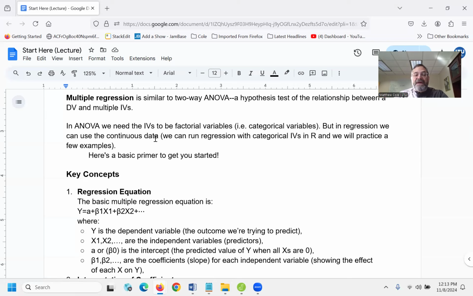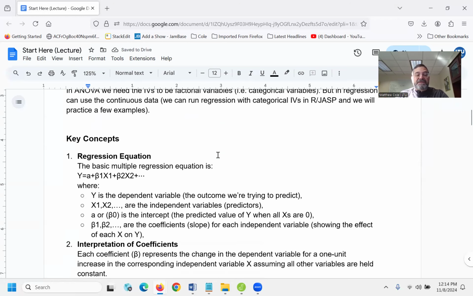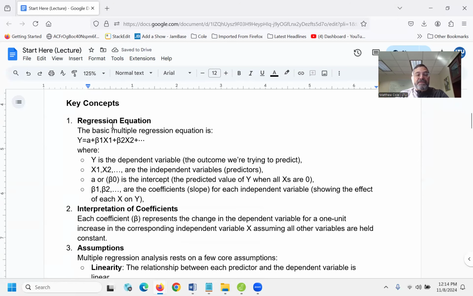categorized into low and high, or low, medium, and high, or some manageable set of factors. Now, just like we learned in the last lecture, we can run the regression with categorical independent variables in R or JASP. We're using JASP. And as you know, JASP was built on R. And we will practice a few examples. So let's go ahead and look at some key concepts in this lecture.